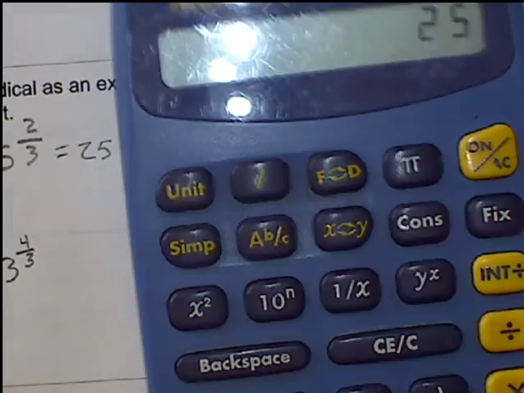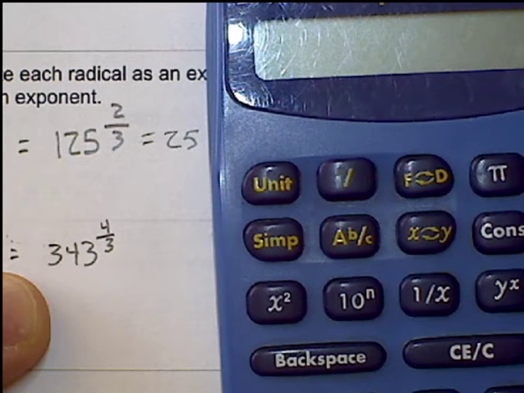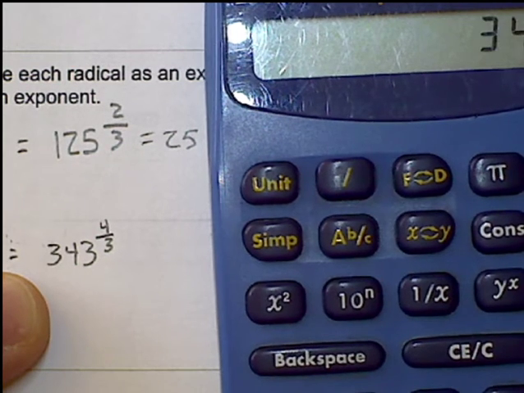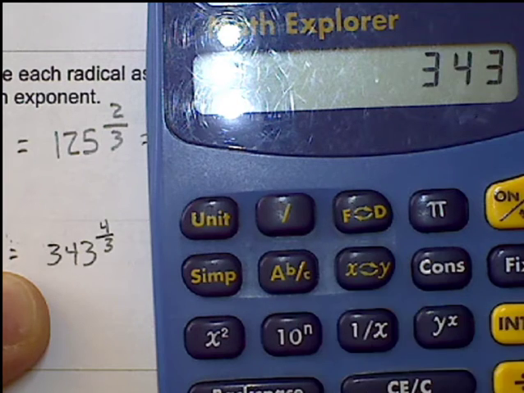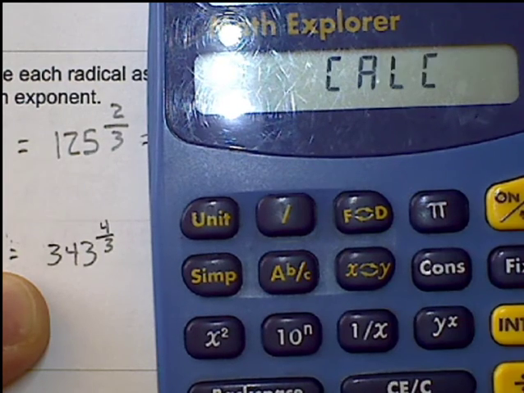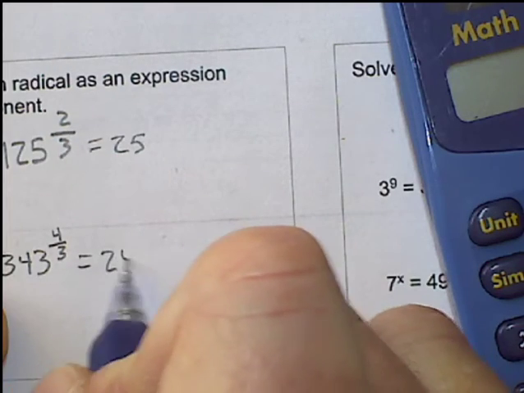All right, so now we're back down to this one. 343 to the 4/3. So 343, y to the x, 4/3, is 2,401.